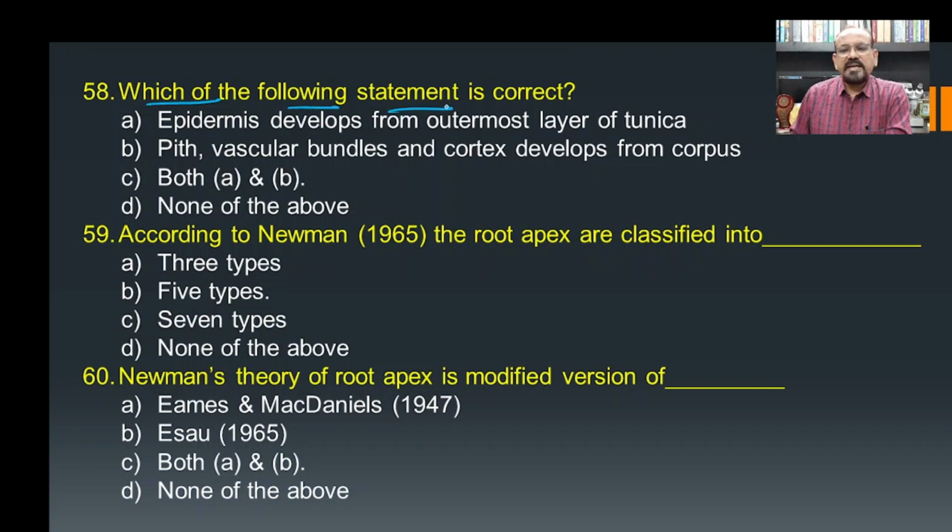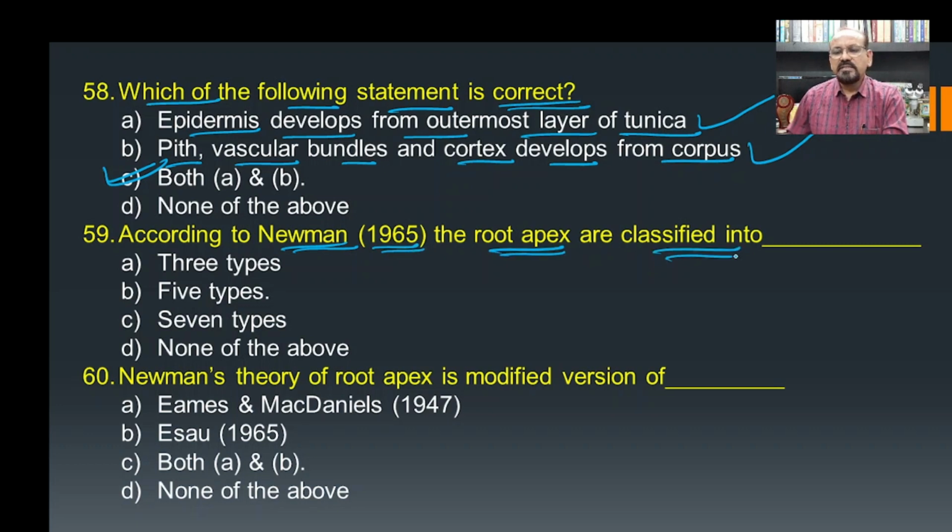Then which of the following statements is correct? Number 1, the epidermis develops from the outermost layer of the tunica. This is the correct one. Pith, vascular bundles and cortex develop from the corpus. This is also correct, and hence C will be the correct answer for this question. According to Newman, in 1965, the root apex is classified into. So if we see this theory, that is Newman's theory of the root apex, then there are 5 types of root apex, and hence B will be the correct answer for this question.